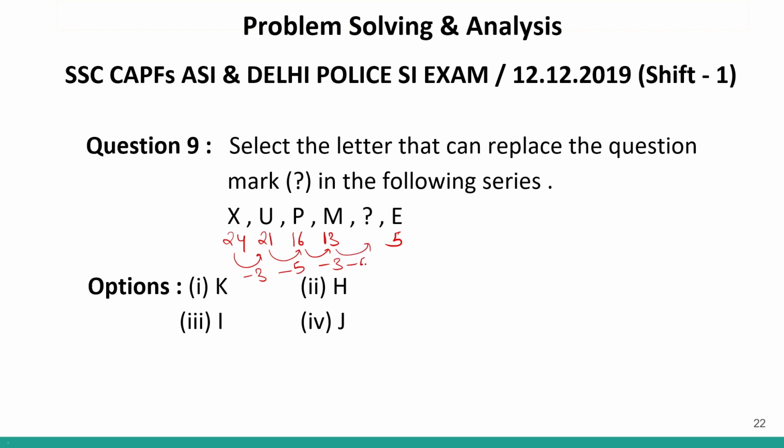If I move 5 positions back, the position will be 8. And from 8 to 5, again we are moving 3 positions back. So, 8th position we have H. Correct? So, if I put H over here, it will logically follow from the previous term as well as the next term. So, the correct answer will be option number 2, H. This will be your correct answer.